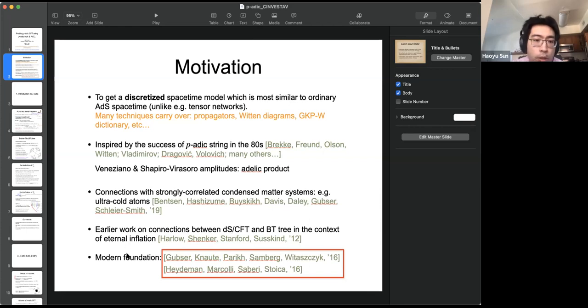And basically the pioneering papers for the modern p-Adic holography are these two papers. The first one by the Princeton group, and the second one by the Caltech group. And I think Sasak is here, and Bogdan is our previous speaker.